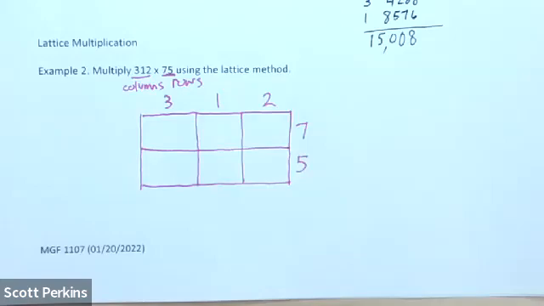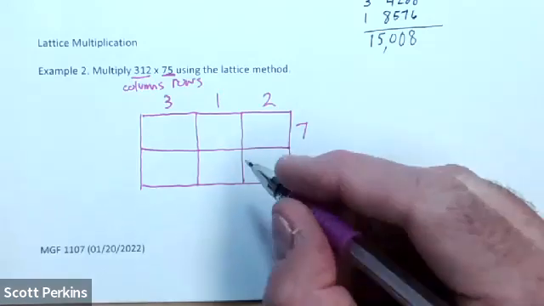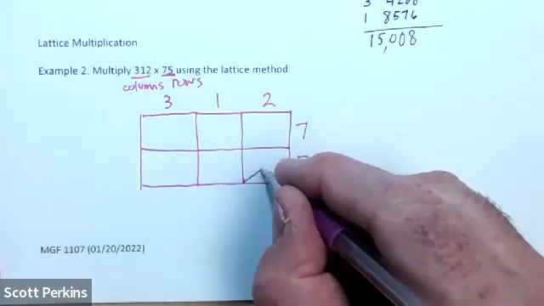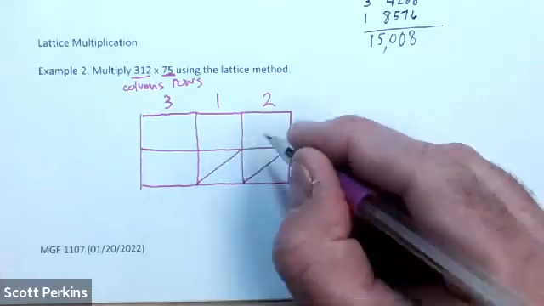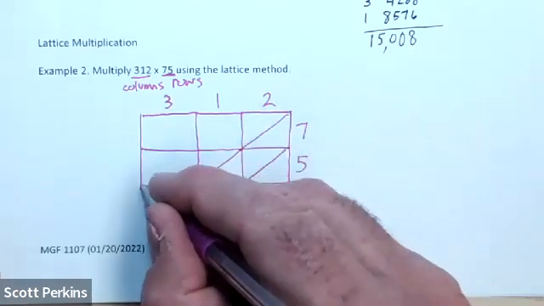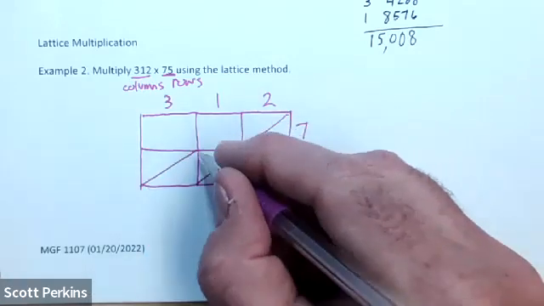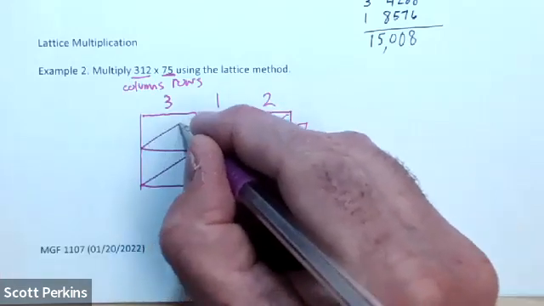Now, the reason this is called a lattice is I'm going to take that rectangle with those boxes and create what looks like a lattice. I'm going to draw a diagonal in each of the boxes that I have. The diagonal is going to go from the bottom left to the top right for each of them.